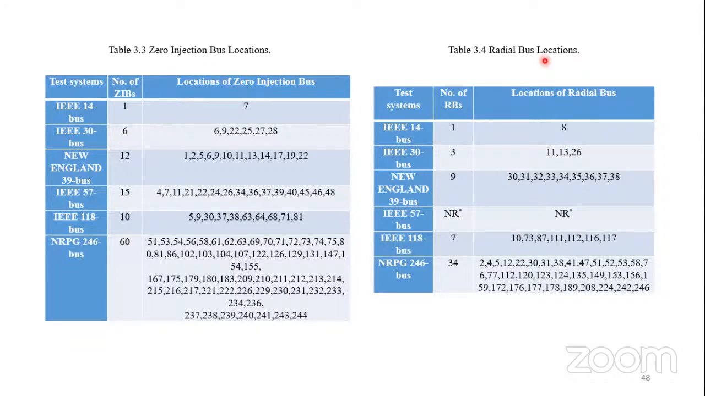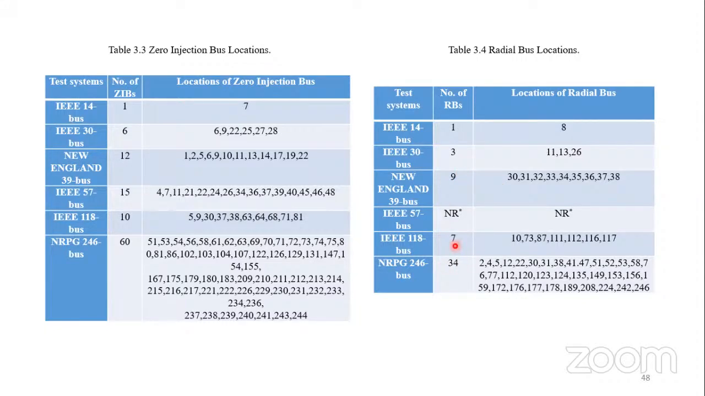And again, in this Table 3.4, we'll see the location of radial buses. The IEEE 14 bus system has one radial bus, as I have just informed all of you: bus number 8 is the radial bus in the IEEE 14 bus system. In the IEEE 30 bus system, the number of radial buses is 3, that is 11, 13, and 26. And for the New England 39 bus system, the number of radial buses is 9, and so on and so forth.